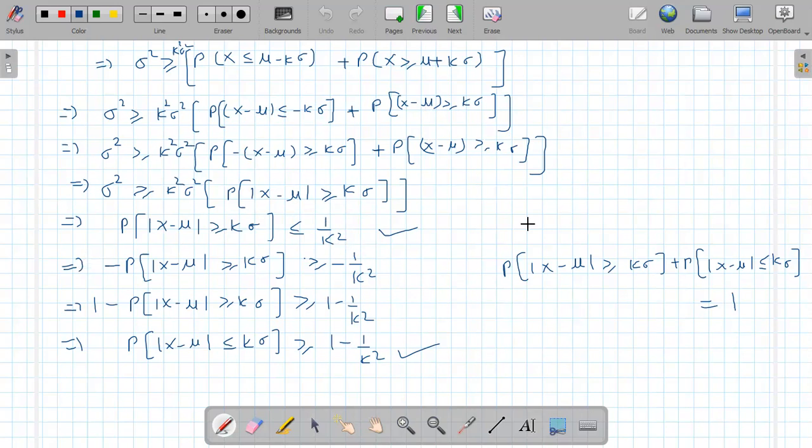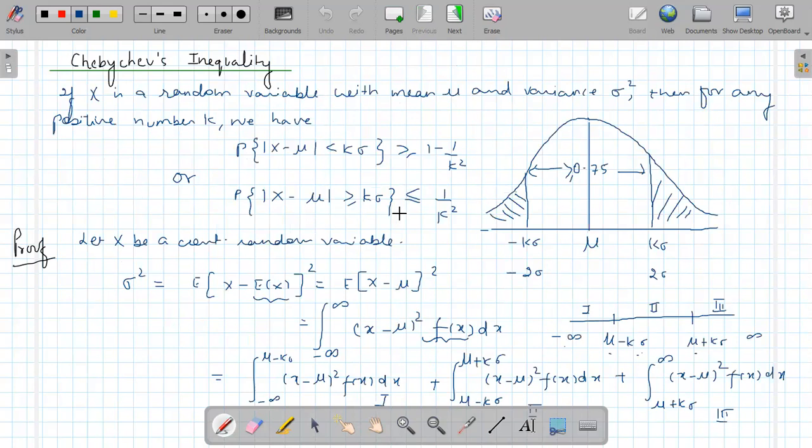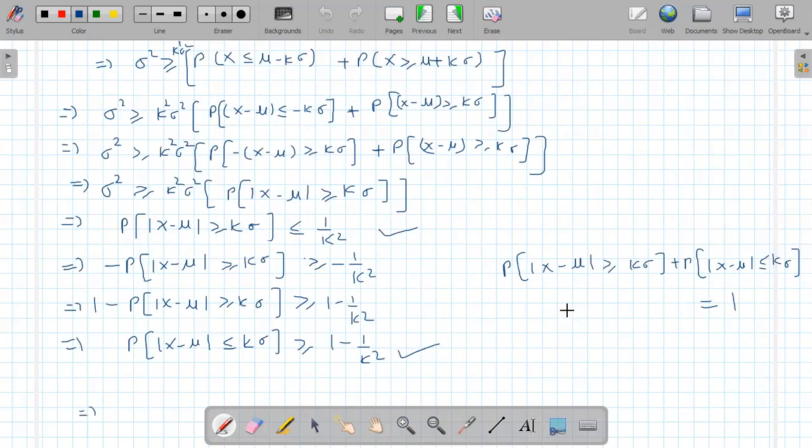And for the second expression, we use this result, that probability x minus mu greater than k sigma and less than k sigma will be equal to 1, because total probability would be 1. So we multiplied this expression with negative sign and add 1 to both sides and replace this by this probability, so that we have this inequality and this inequality as desired.